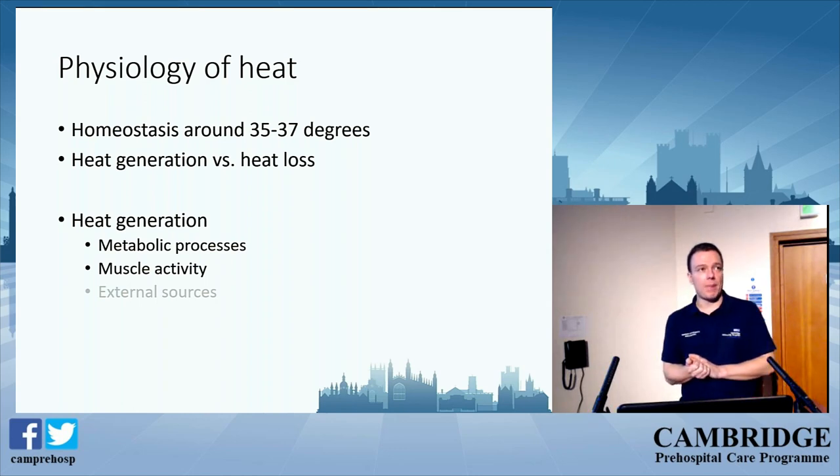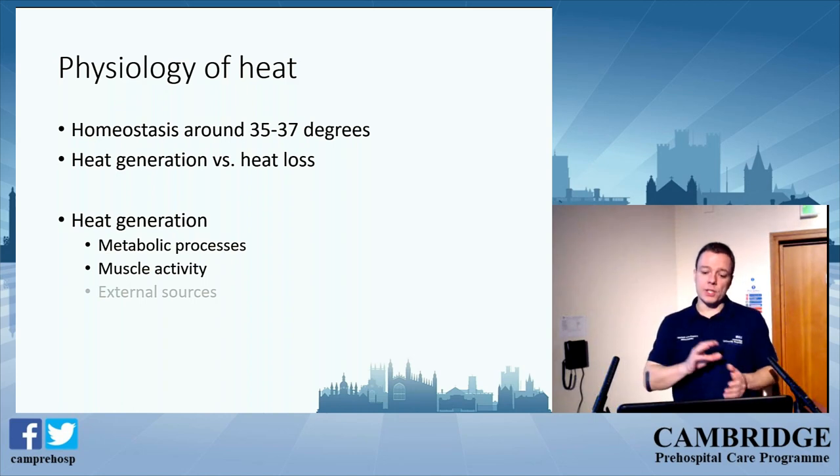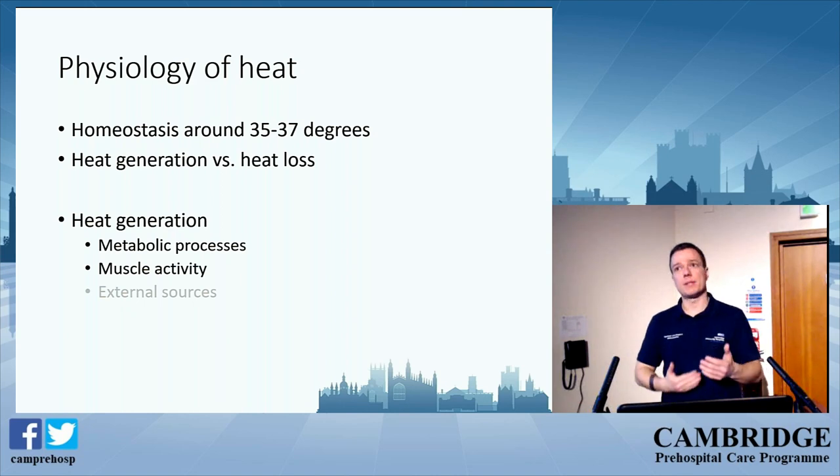So it's a constant balance between heat generation through various mechanisms, which we'll talk about, and heat loss. Understanding this actually forms the key to how we're going to approach these patients and some of our treatment strategies, both in terms of prevention and active heat generation. In general, on the side of heat generation are two things. Metabolic processes, so the basal metabolic rate, all of those chemical reactions going on in the cells throughout the body, are generating a low level of heat, which provides the majority of our heat production within the human body.